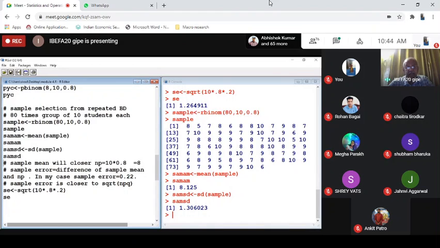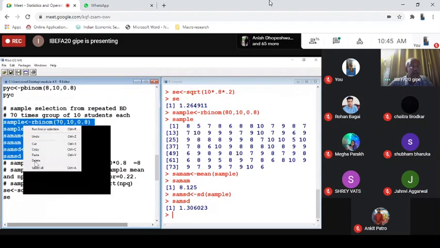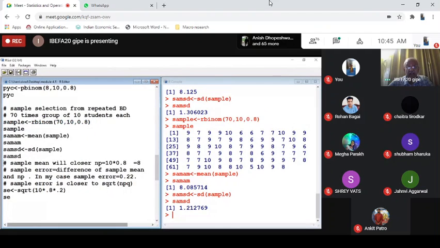8.125 and sample standard deviation increased. But in case I go for 70, I got very less mean difference and very small standard deviation.